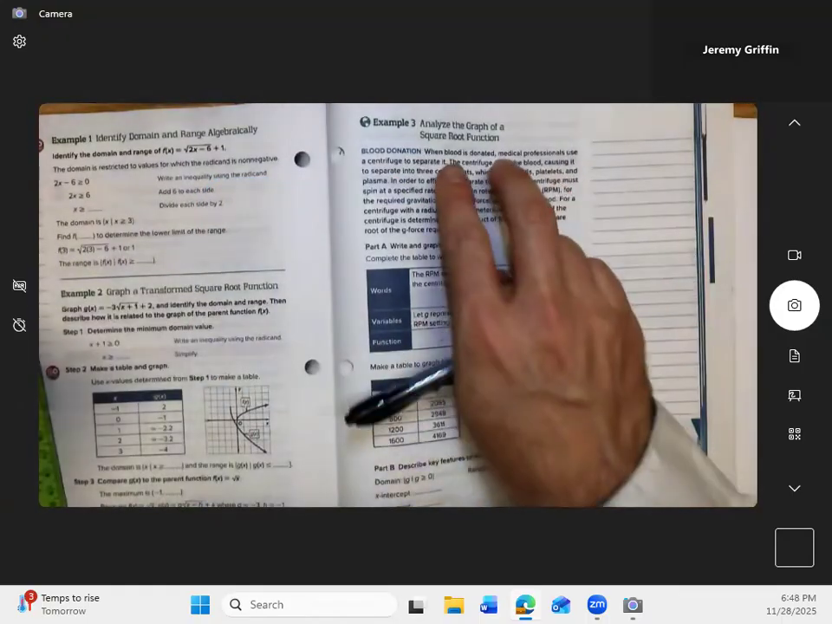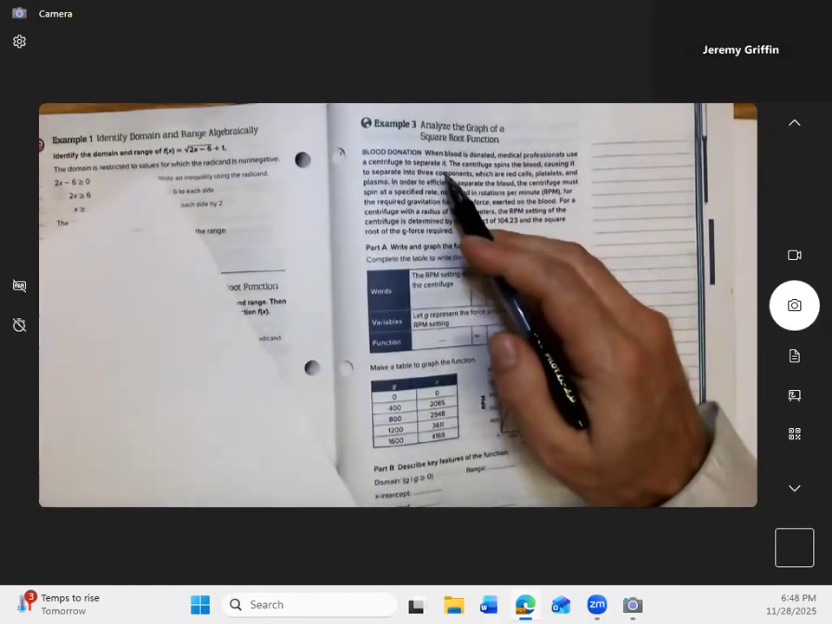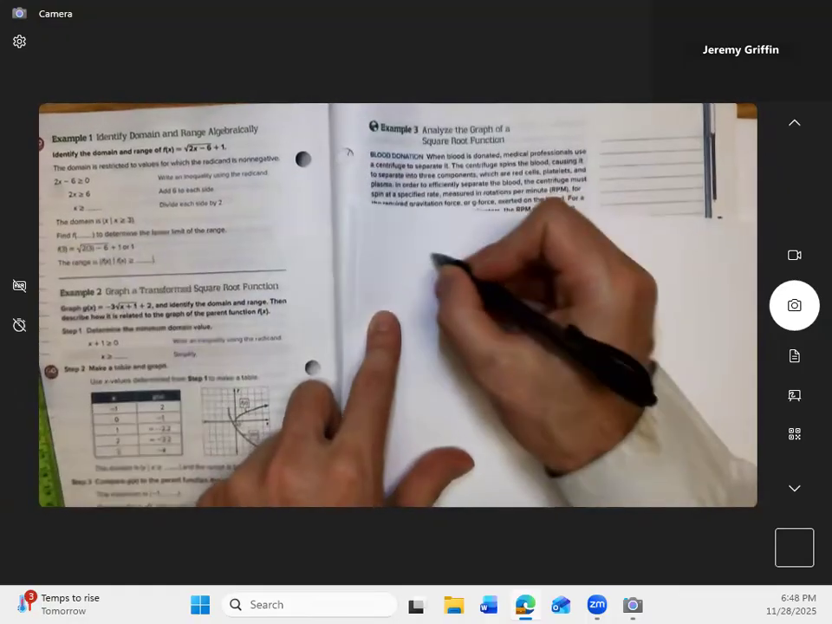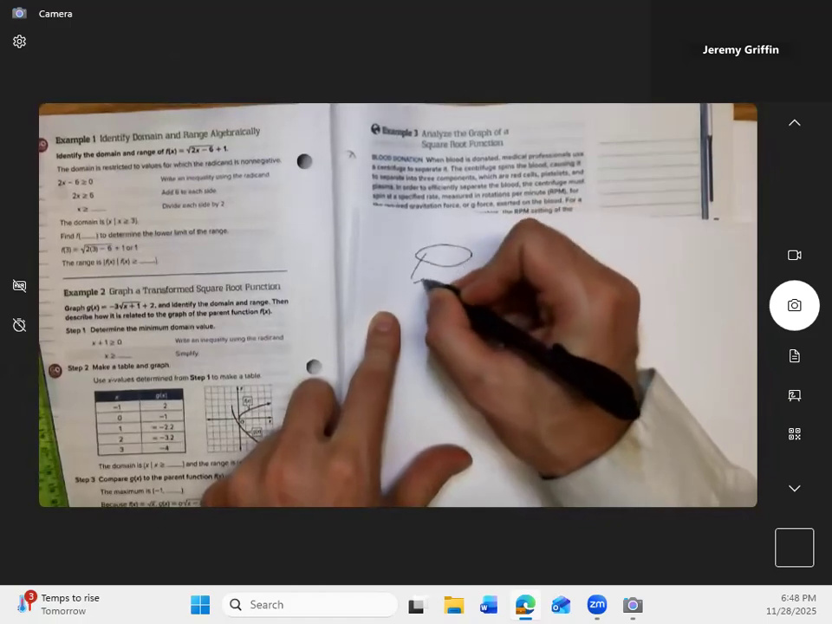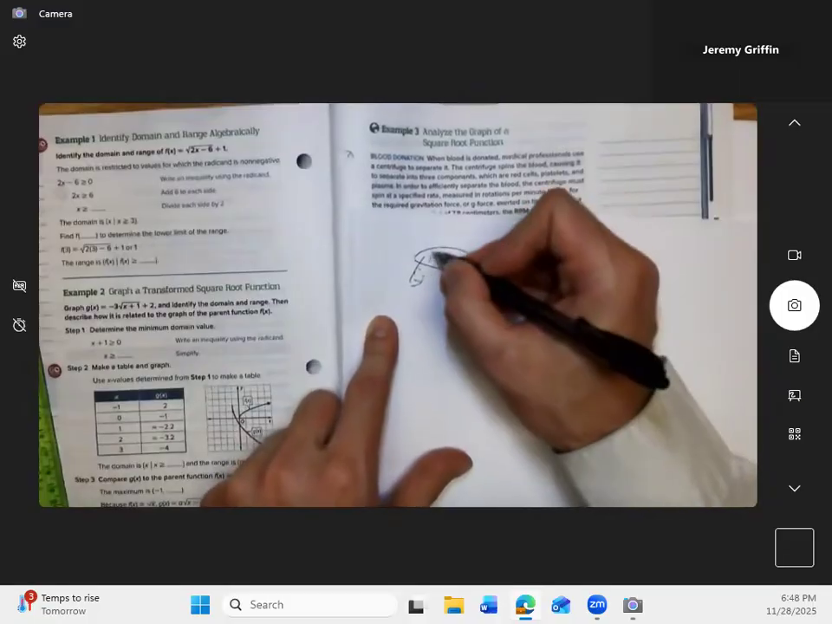All right, example 3. Analyze graph of a square root function. We have a word puzzle. When blood is donated, medical professionals use a centrifuge to separate it. You guys seen a centrifuge? Kind of draw up here. You put blood in little test tubes. It's going to give it a spin.